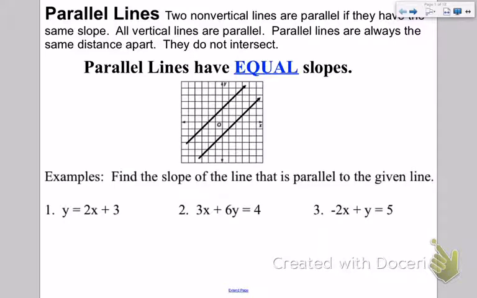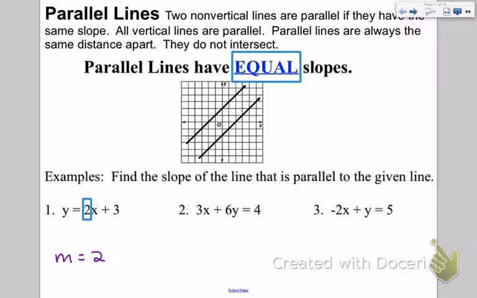So the big thing, it's in huge, bold, blue, underlined letters, is that parallel lines have equal slopes. So for the first 3 examples, we need to find the slope of the line that is parallel to the line that we are given. So all we need to look at is the slope. In this first example, the slope is 2. So the slope for my new line is 2. Easy enough, right? Let's look at number 2.